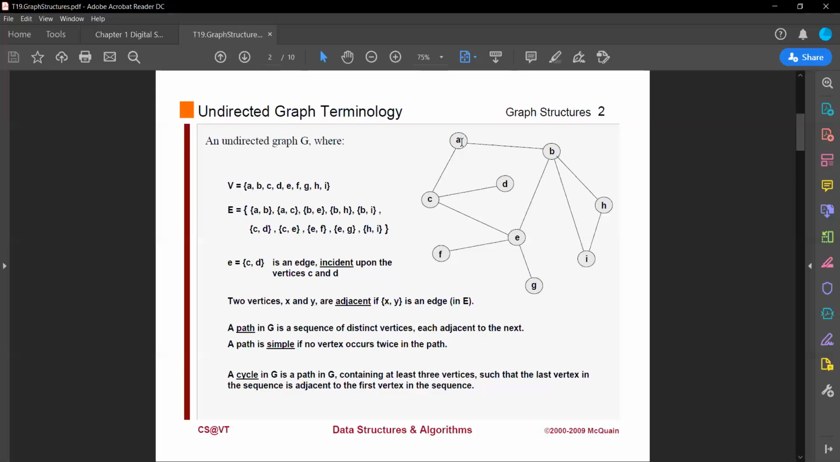That means A is connected with B, B is adjacent with E, E is connected with C, and the last node C is also connected with A. That's why this is a cycle. And here is another cycle: B is connected with I, I with H, and H with B. So this is also a cycle.